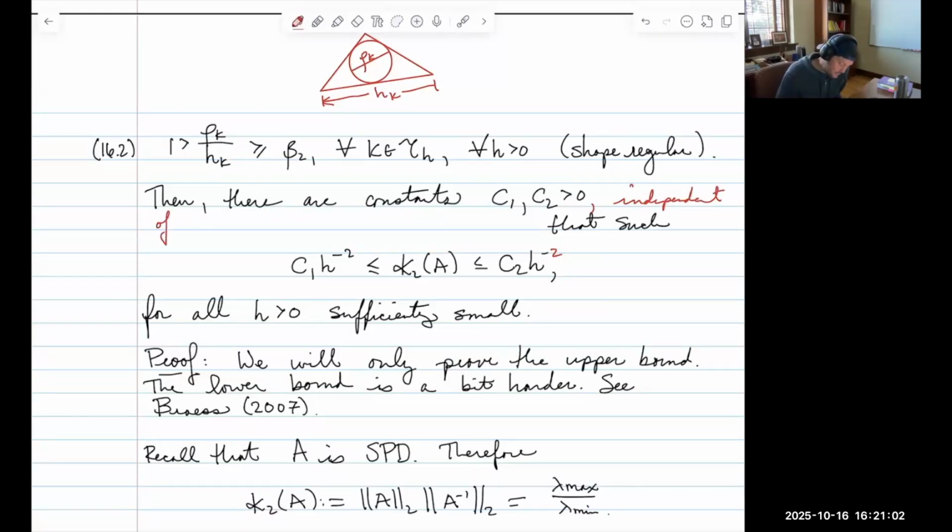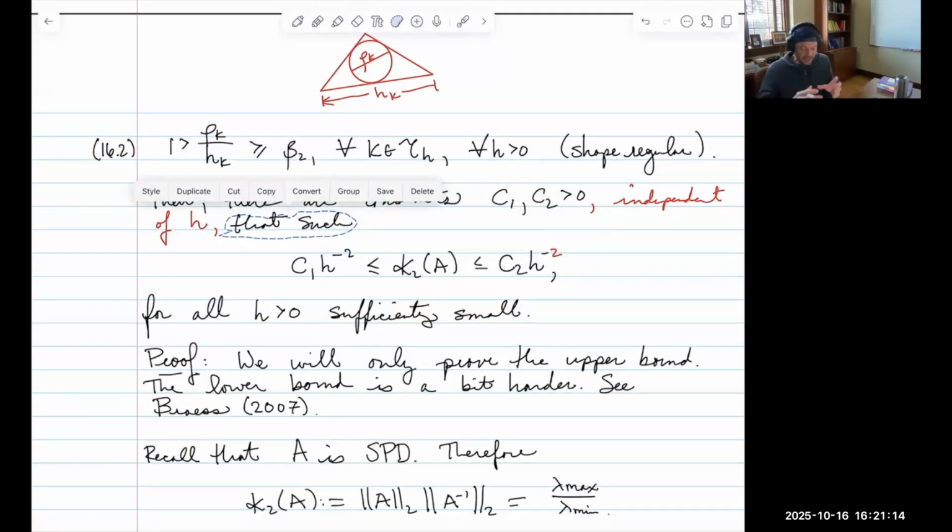Independent of H. That means they don't get smaller or larger as H is changing. Remember, H is the constantly changing mesh spacing. And think about it like this. We refine the mesh and the mesh spacing gets smaller and smaller and smaller.